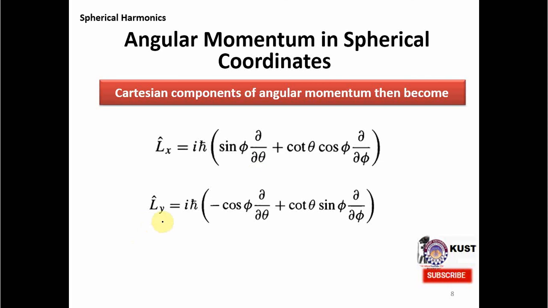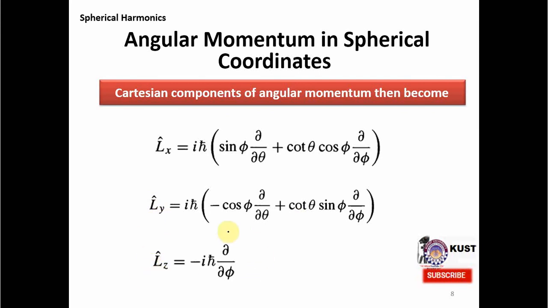Similarly, Ly, the y component of the angular momentum, is equal to i h bar minus cos phi del by del theta. Again, an important point: you might have noticed that it is independent of r as well. As I have already told you, there are two big motivations for using spherical coordinates or spherical harmonics. The first is that our problem's geometry is spherical, so we do the calculations in spherical coordinates. The second is that it helps us in calculations as well, because there is no r, so we are dealing with two independent coordinates rather than three.